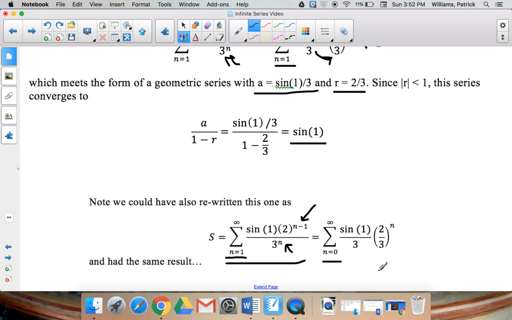So again, we're giving it the exact same series that we had before. We're giving it a series where a is equal to sine 1 over 3 and r is equal to 2/3. So this one will just converge to sine of 1 as well. It'll have the exact same value. But again, it's just about how can we manipulate our series so they represent the exact same series, but we just put them in a slightly different form.